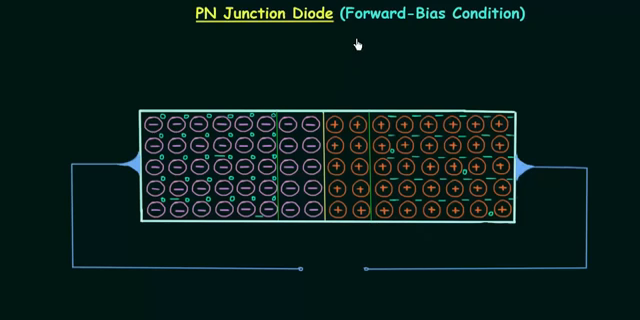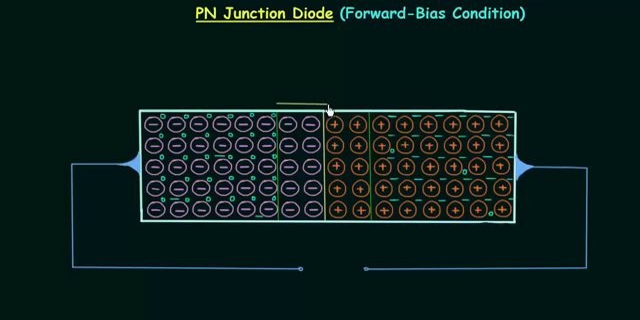We have already completed no bias condition of PN junction diode. In this lecture, we will discuss forward bias condition of PN junction diode. Under no bias condition, we do not apply any external voltage source across these two terminals. So this is the case of no bias condition.